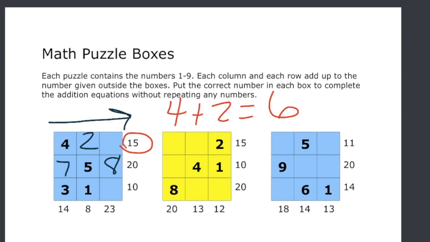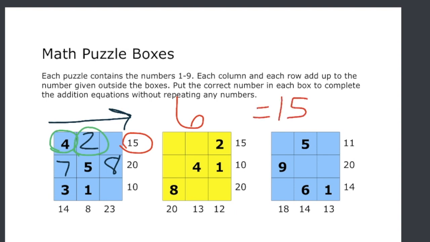All right, so where do we get the 4 and the 2 from? We got it from right here. All right, 4 plus 2 is equal to 6. Well, how does this help me, Miss Norris? Okay, well, we have 6, and we also know that it has to equal 15. So we have 6 plus something equals 15.